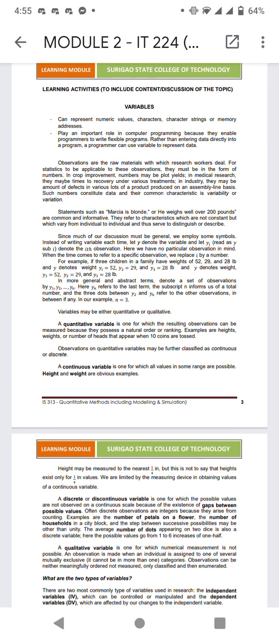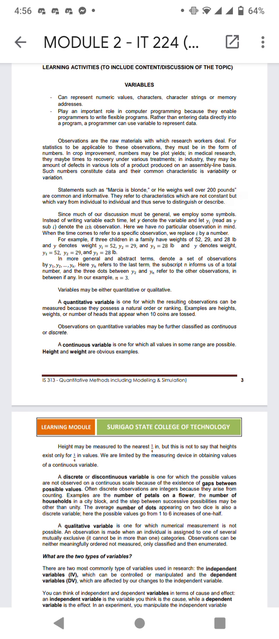Since much of our discussion must be general, we employ some symbols. So everything is going to be put into symbols. So each type of statement, by using variables, we could represent them as data. Instead of numbers in our programming, we could use these variables to represent statements so that we could later discuss or differentiate each variable depending on which statement they are giving us.